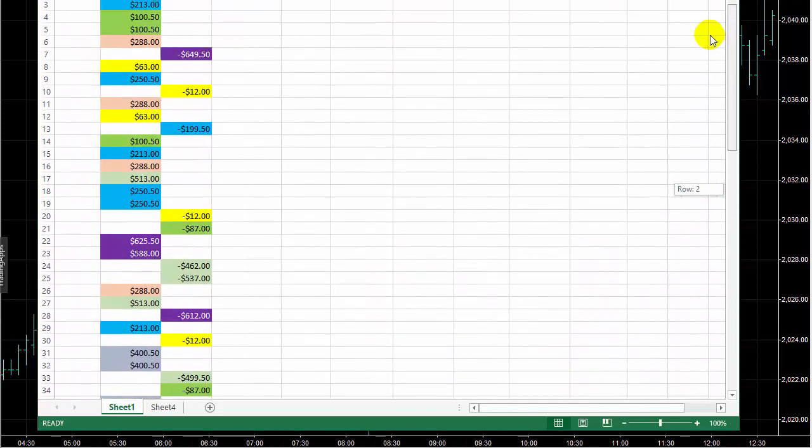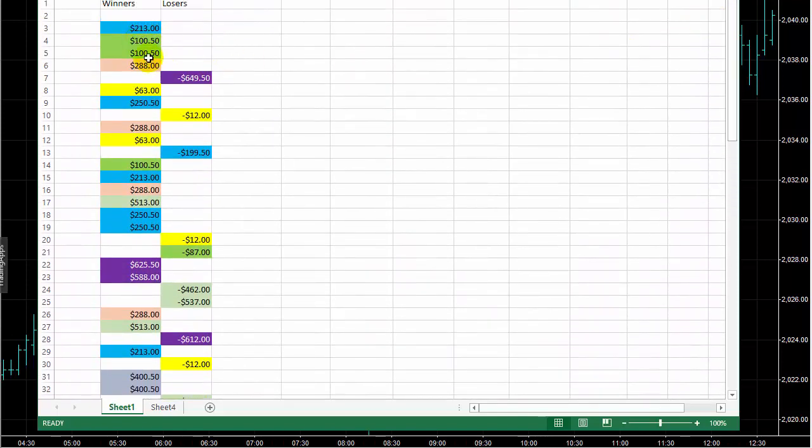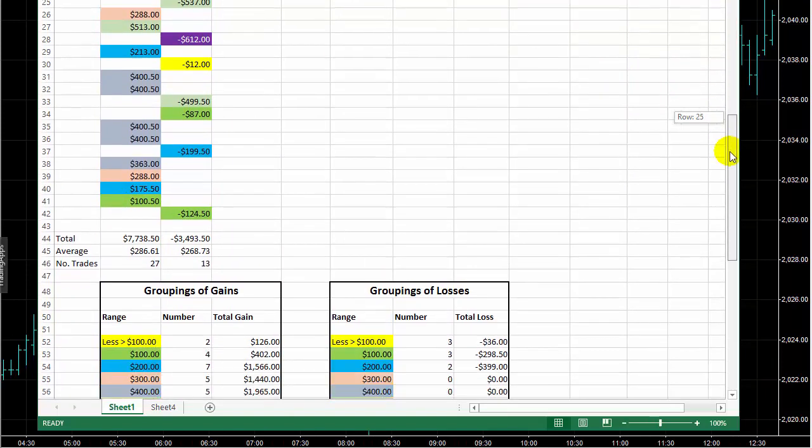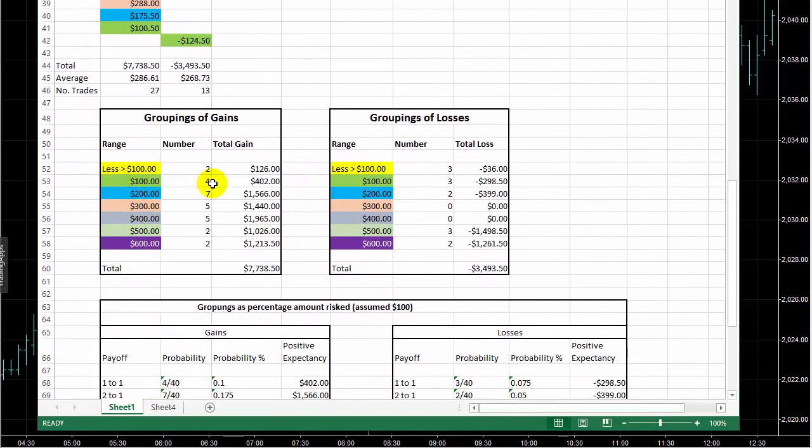They're the yellow ones, right? 150, 150, 150, and there should be another one. Here it is, 150. So we have four of them around $100. Each one gave me 150 and gave me 402 total.